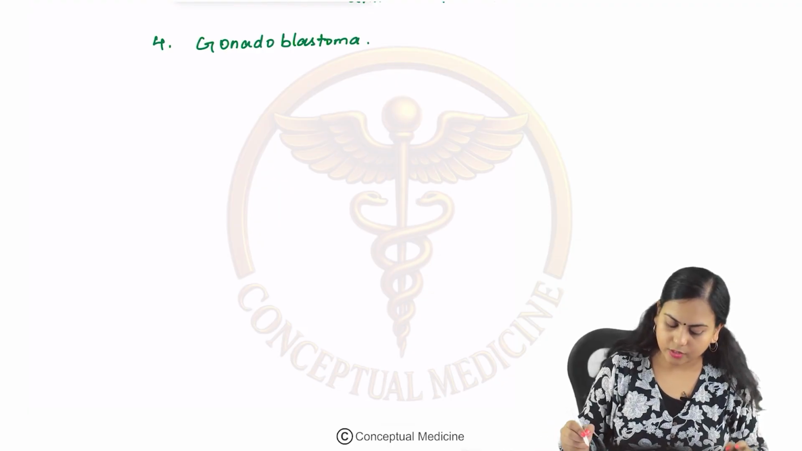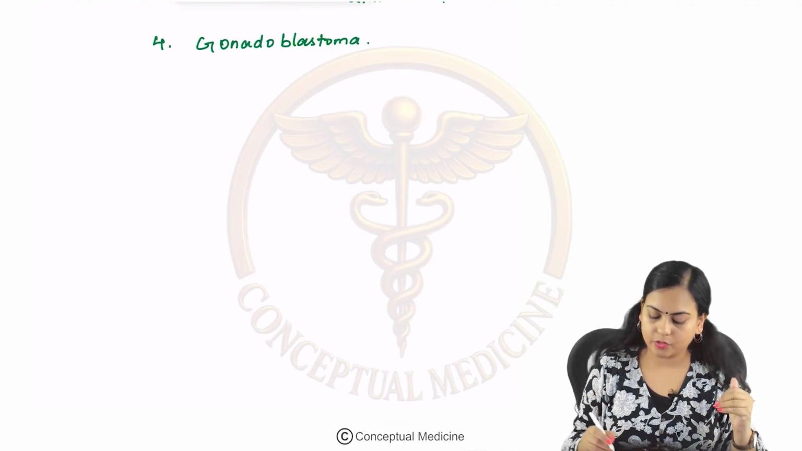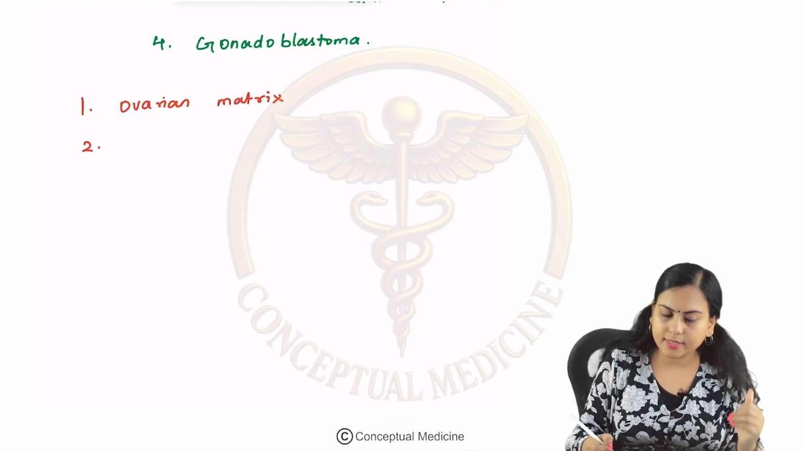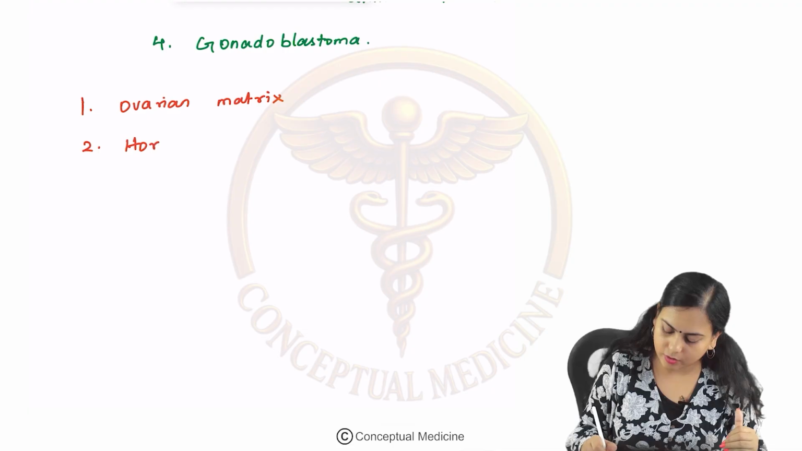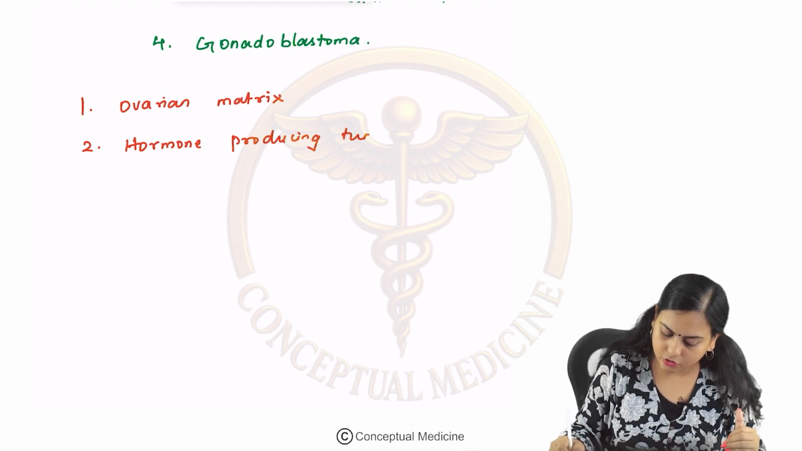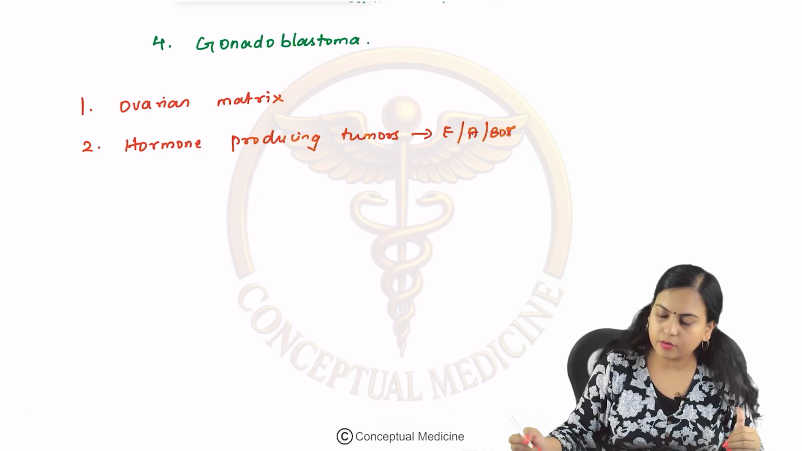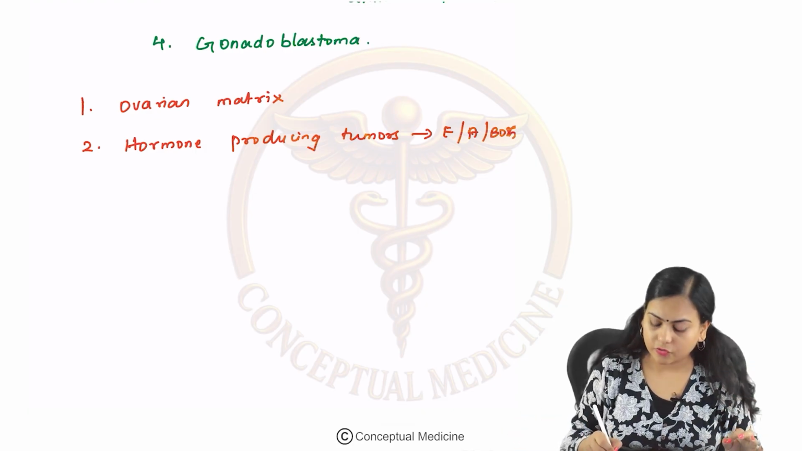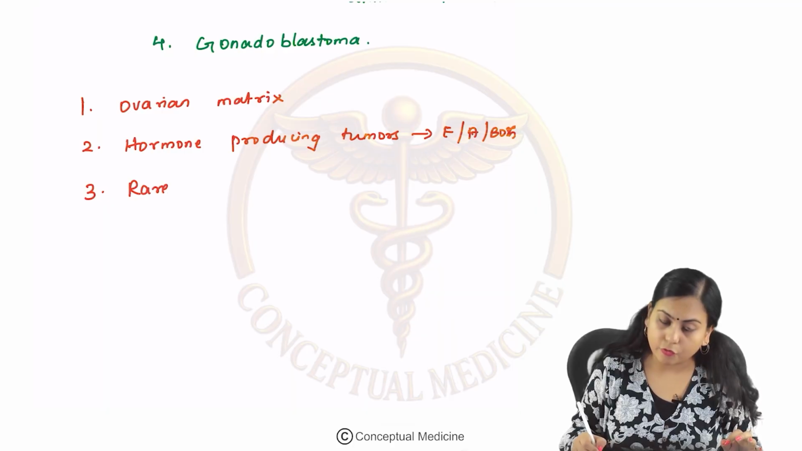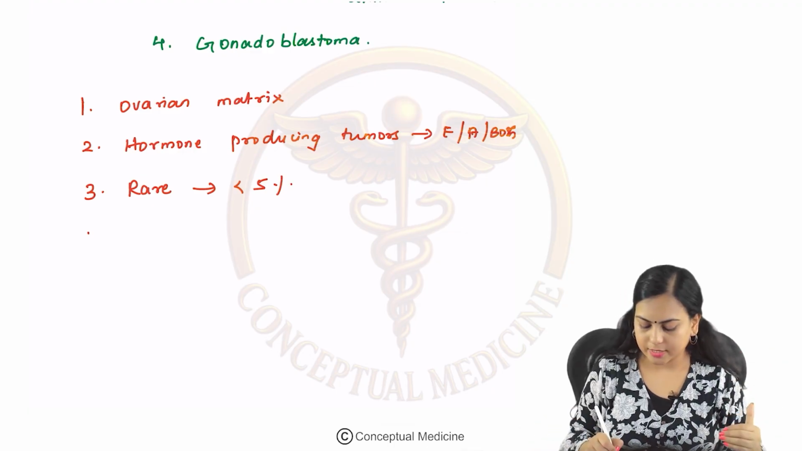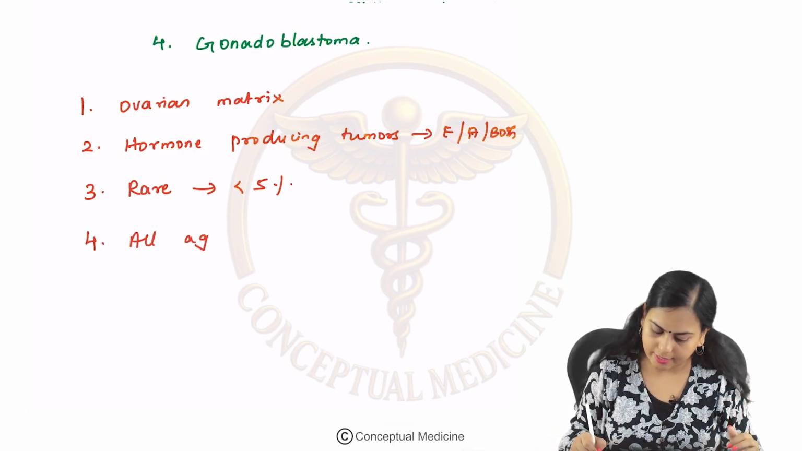Now, let's discuss the sex-cord stromal cell tumors in general. These tumors arise from the ovarian matrix. And they are mostly hormone producing tumors. Most of them will produce either estrogen or androgen or even both. This is one of the rare types of ovarian malignancy constituting less than 5% of germ cell malignancy, but it can occur in all ages.